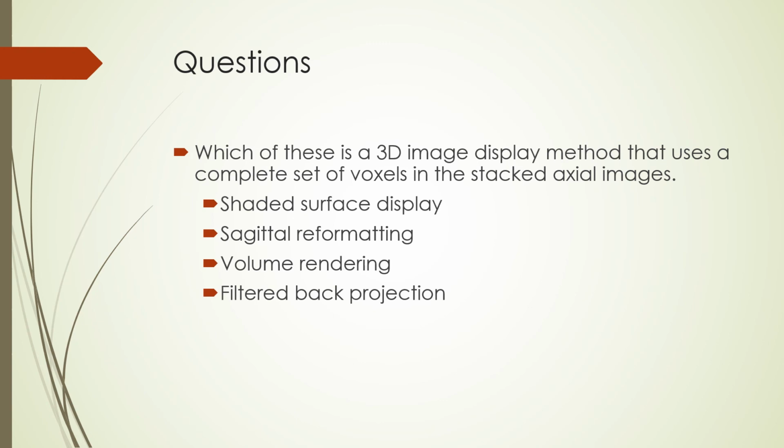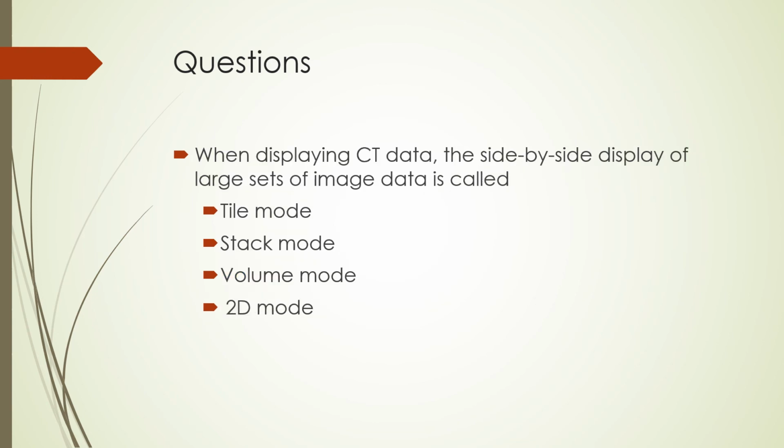First question, which of these is a 3D image display method that uses a complete set of voxels in the stacked axial images? Your choices are shaded surface display, sagittal reformatting, volume rendering, filtered back projection. The correct choice is volume rendering. Next question. When displaying CT data, the side-by-side display of large sets of image data is called, and your choices are tile mode, stack mode, volume mode, 2D mode. The correct choice is tile mode.